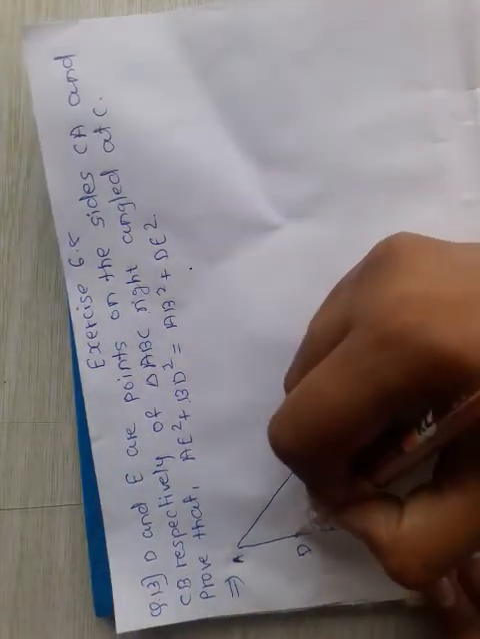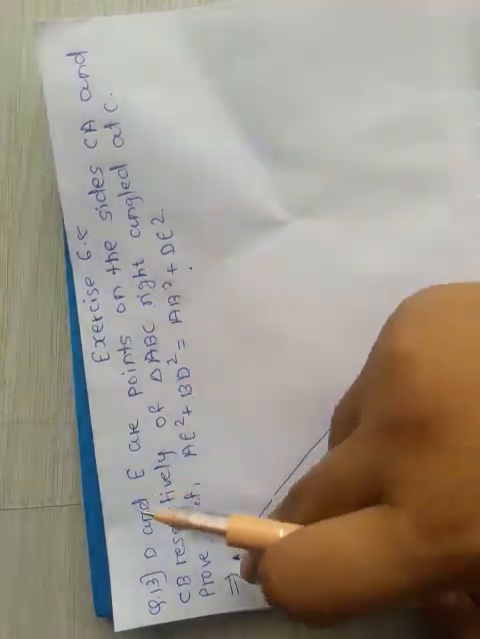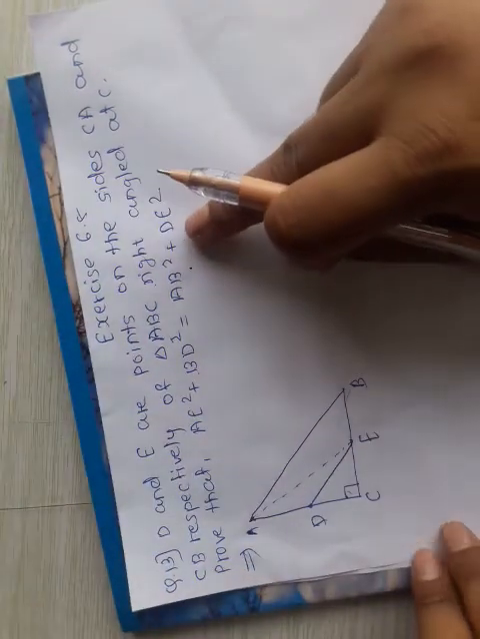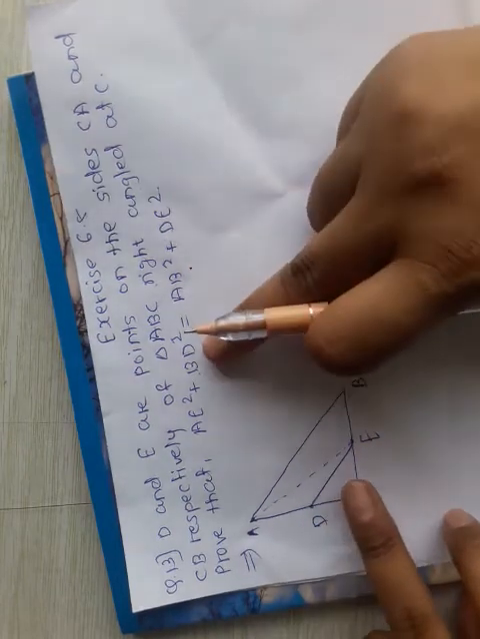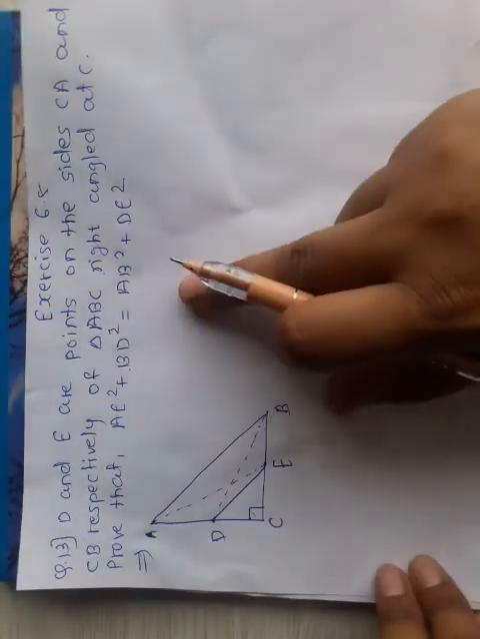So D and E, we have to join this DE. Then AE square, we need AE square, so we must join this AE. Then BD square, we must join this BD also. So join this BD. So see, we have to find out the squares of all these terms.